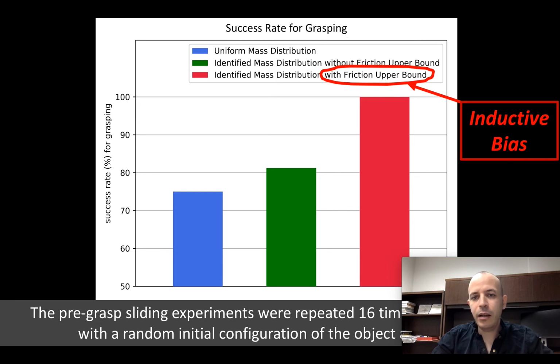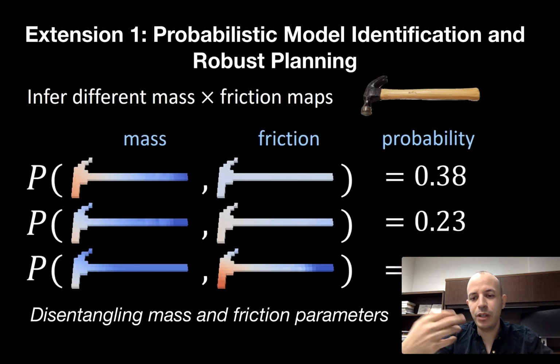All right, then these are just some quantitative results of the same experiment where we compare the proposed method versus when you use a uniform mass distribution, and this is the percentage of successful grasps that we got at the end. And you can see that actually putting an upper bound on friction helps a lot, because if you don't put it, then a lot of the rotations will be explained by high friction as opposed to high mass. And this is a problem that we solved in follow-up work.